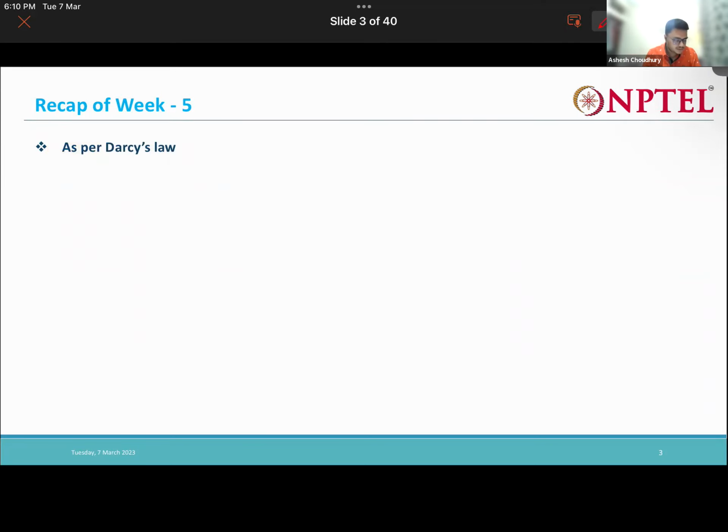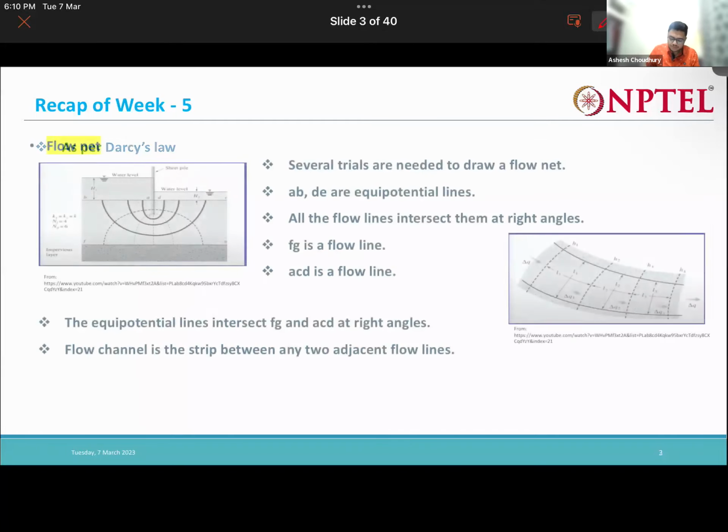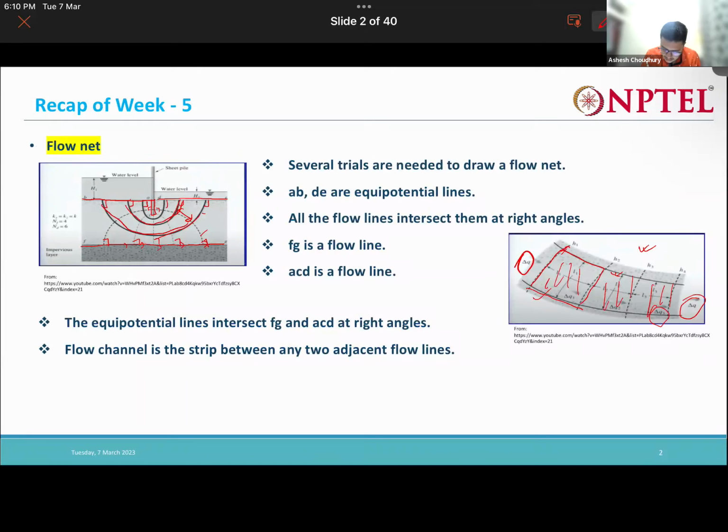Okay, so as per Darcy's law, what can you write? You can write that the flow is nothing but K into i into area, means our hydraulic conductivity into the hydraulic gradient into the area of section of the flow, right? So del Q is nothing but K, the hydraulic conductivity, into H1 minus H2 by the length of flow, into the area. Here flow is happening from higher head H1 to lower head H2.